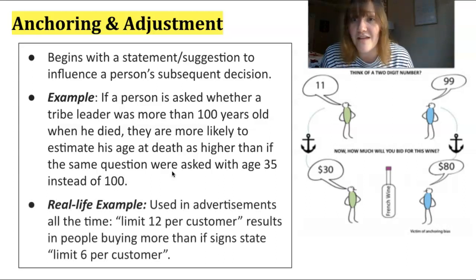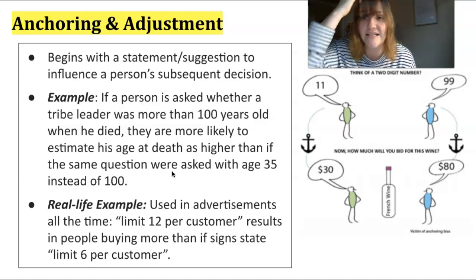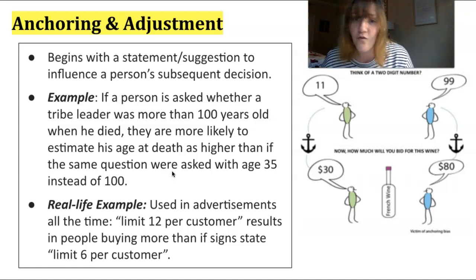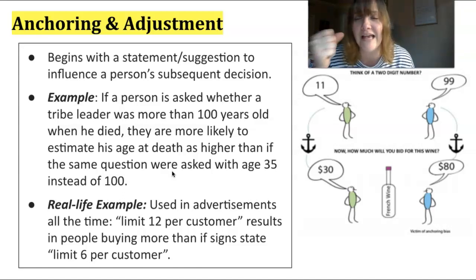Another real life example that maybe you're going to be like, oh my gosh, I've done this. It's often used in advertisements and store promotions all the time. Let's say you're at a store and there's a promotion that says limit 12 per customer. If they put that sign out, that's going to result in people buying more than if there was no sign, or than if the sign stated limit 6 per customer. So giving people that anchor is going to actually change their decision.